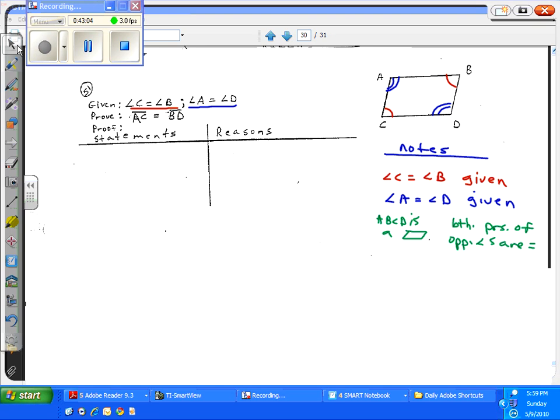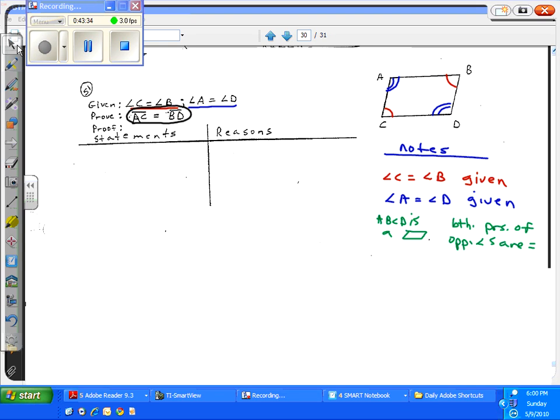Now we know that if it's a parallelogram, it has 6 properties. Both pairs of opposite sides are parallel. Both pairs of opposite sides are equal. Both pairs of opposite angles are equal. The diagonals bisect each other, and each diagonal forms a pair of congruent triangles. So we've got that floating in our head. We've gotten this far. So now we're going to look at the proof part.